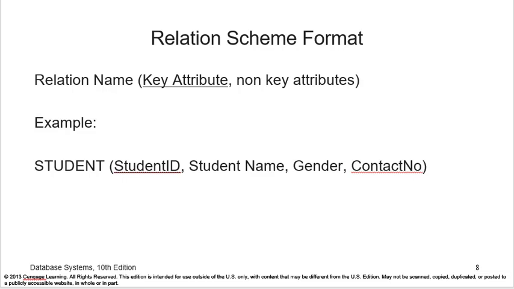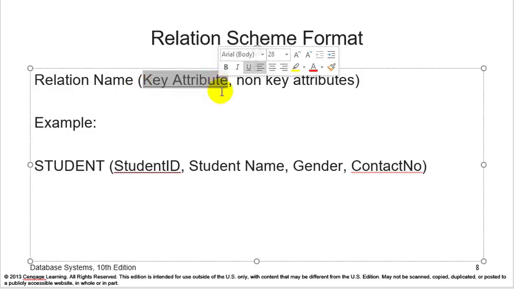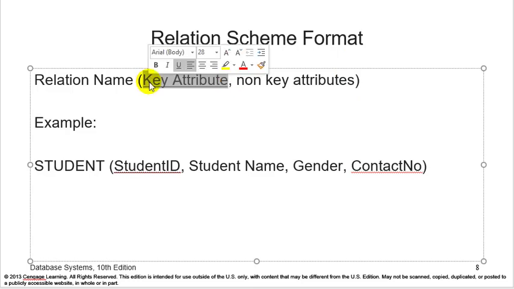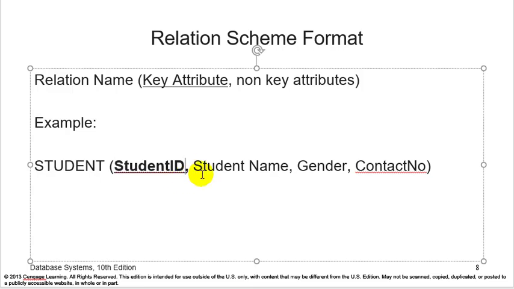To do the normalization, you need to know the relation scheme format, how to write down the normalization. We start with the relation name, followed by the key attribute and non-key attribute. The key attribute here refers to the primary key. This is an example. The relation name is student. The key attribute is student ID, which is the primary key here, and the non-key attributes are student name, gender, and contact number.